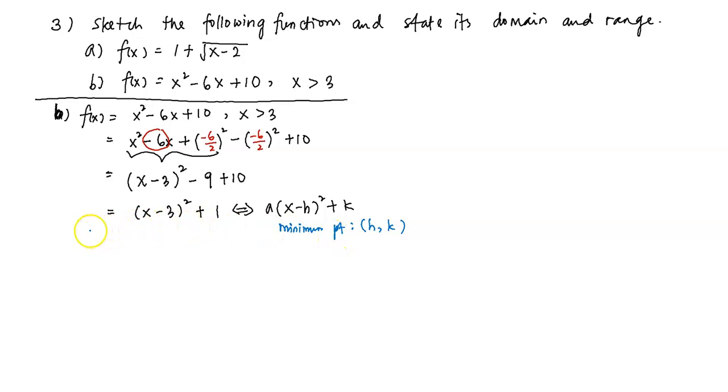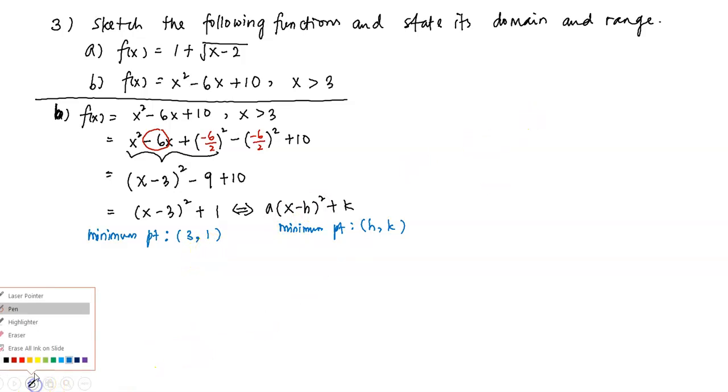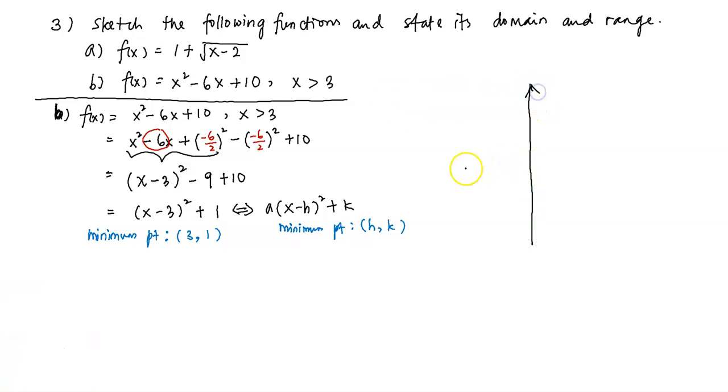So now look at our question. We have our minimum point as 3, 1. This is a minimum point. So if you want to sketch a graph, you can just refer to the minimum point first. Have your axis, x and y. Remember to label the x, y. And then plot your 3, 1. And you know that this graph has the minimum point, which means you have the shape open upwards.